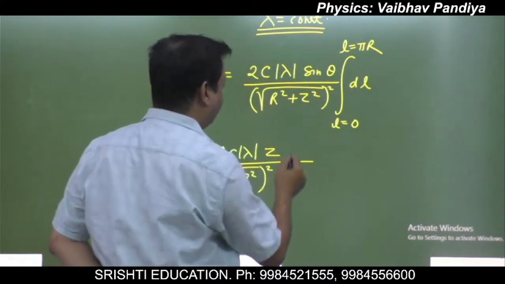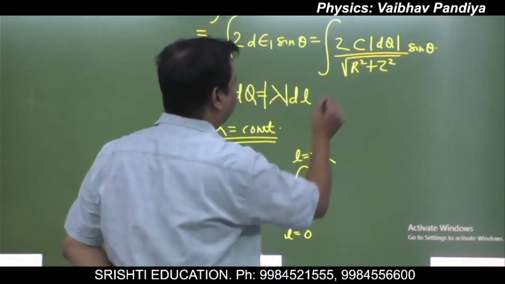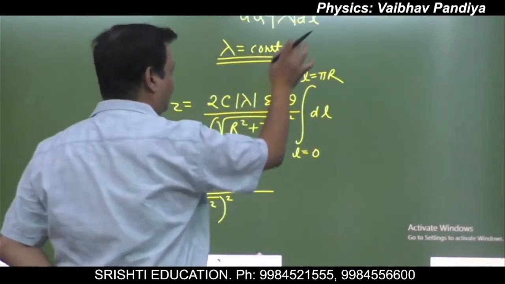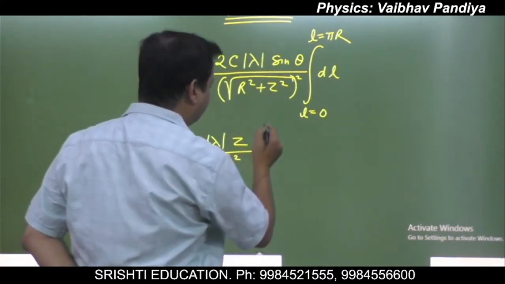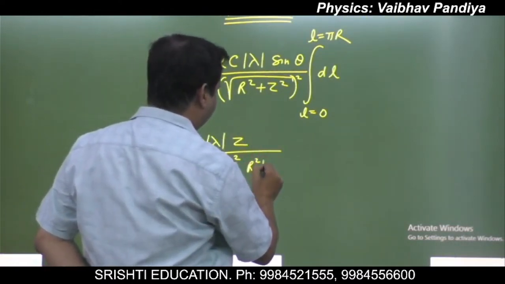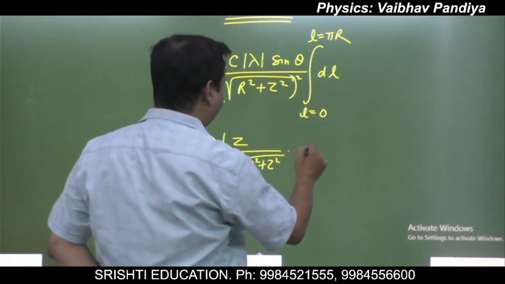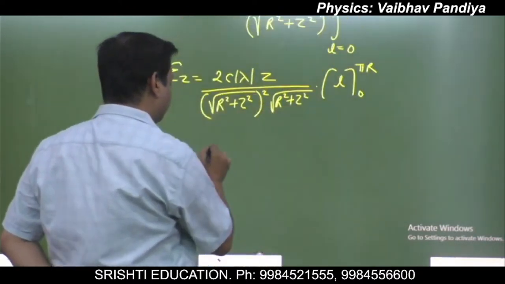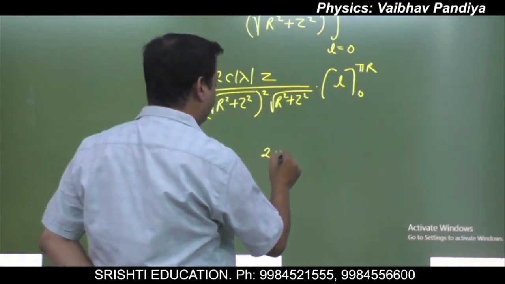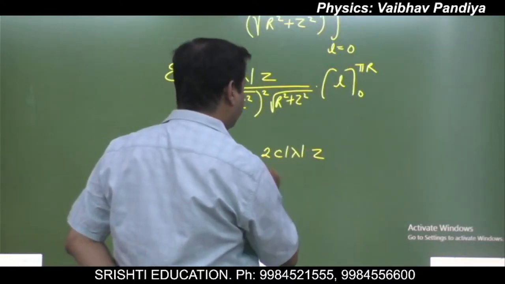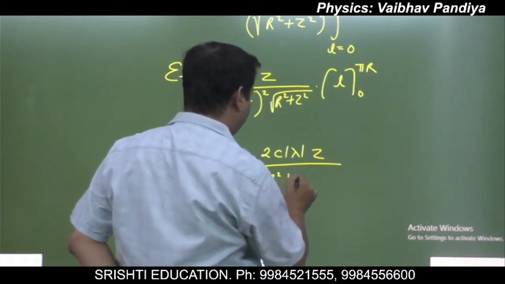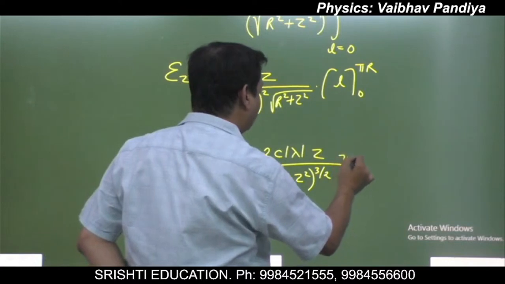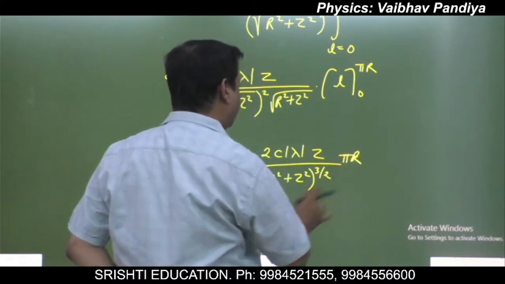in the value of the magnitude of the electric field. This is a square, okay? Distance square. So I forgot to put the square, or you can remove the radical sign. Z by r square plus z square, and this will be dL within the limits 0 to pi r. So we'll get Ez is 2c lambda z by r square plus z square to the power 3 by 2 times pi r. This is the final answer for Ez.